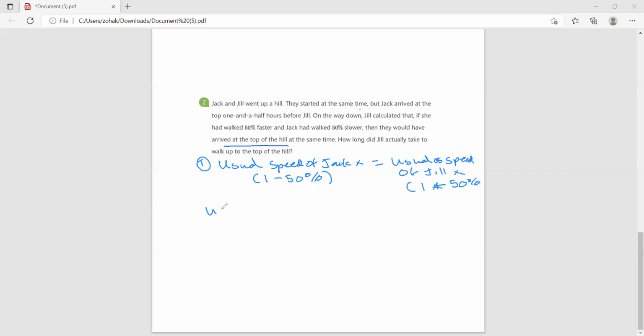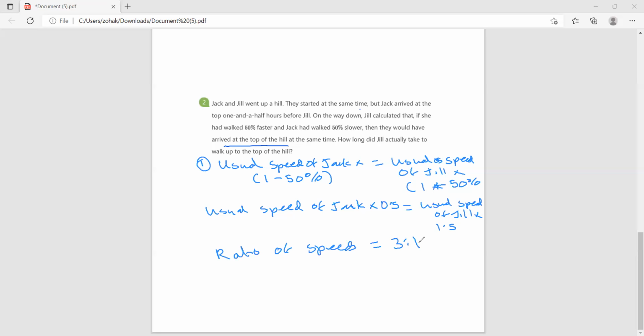So we've got the usual speed of Jack multiplied by 0.5 is equal to the usual speed of Jill multiplied by 1.5. Okay, now if we make the ratios and simplify them, because right now we have them in terms of decimals, we would get the ratio of usual speeds, so the ratio of speeds, as 3 to 1.